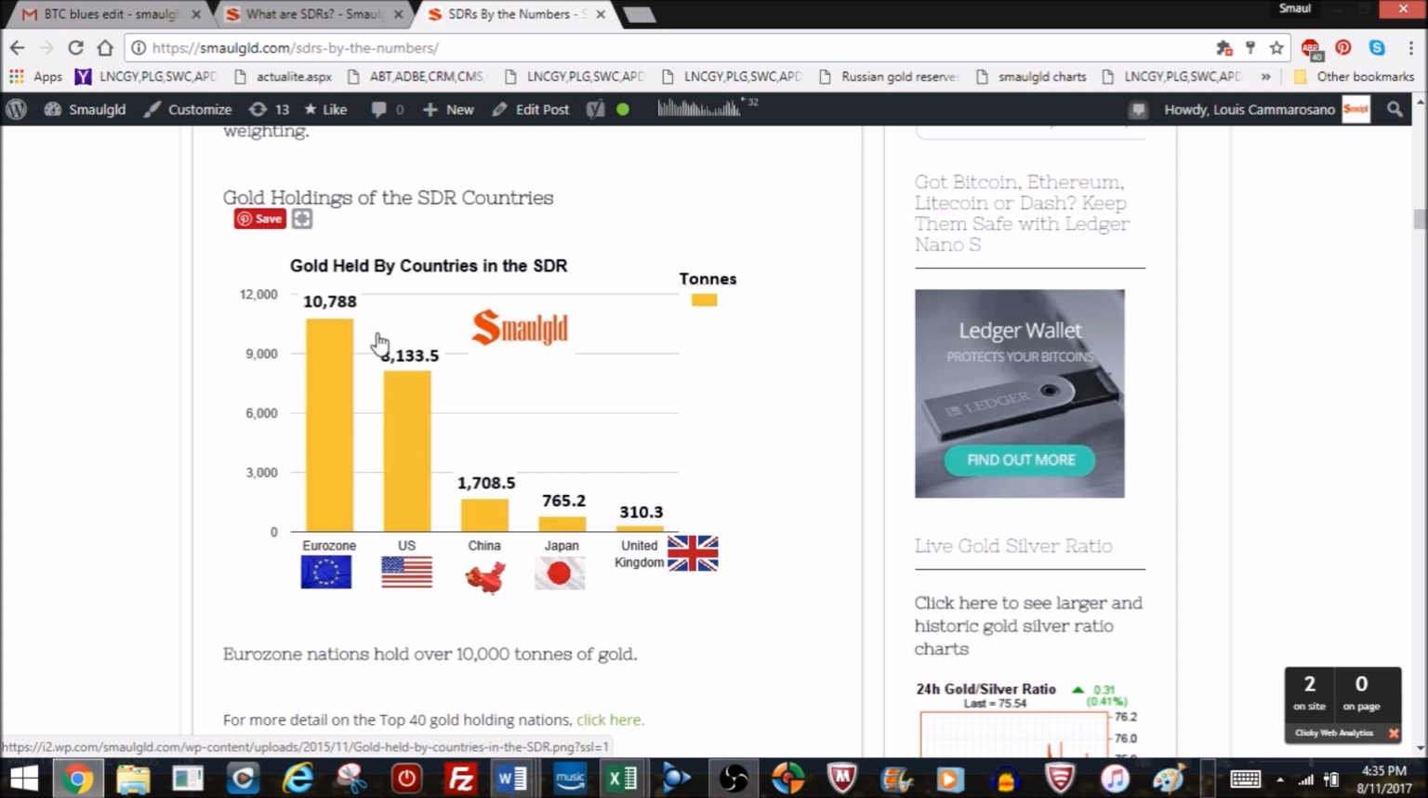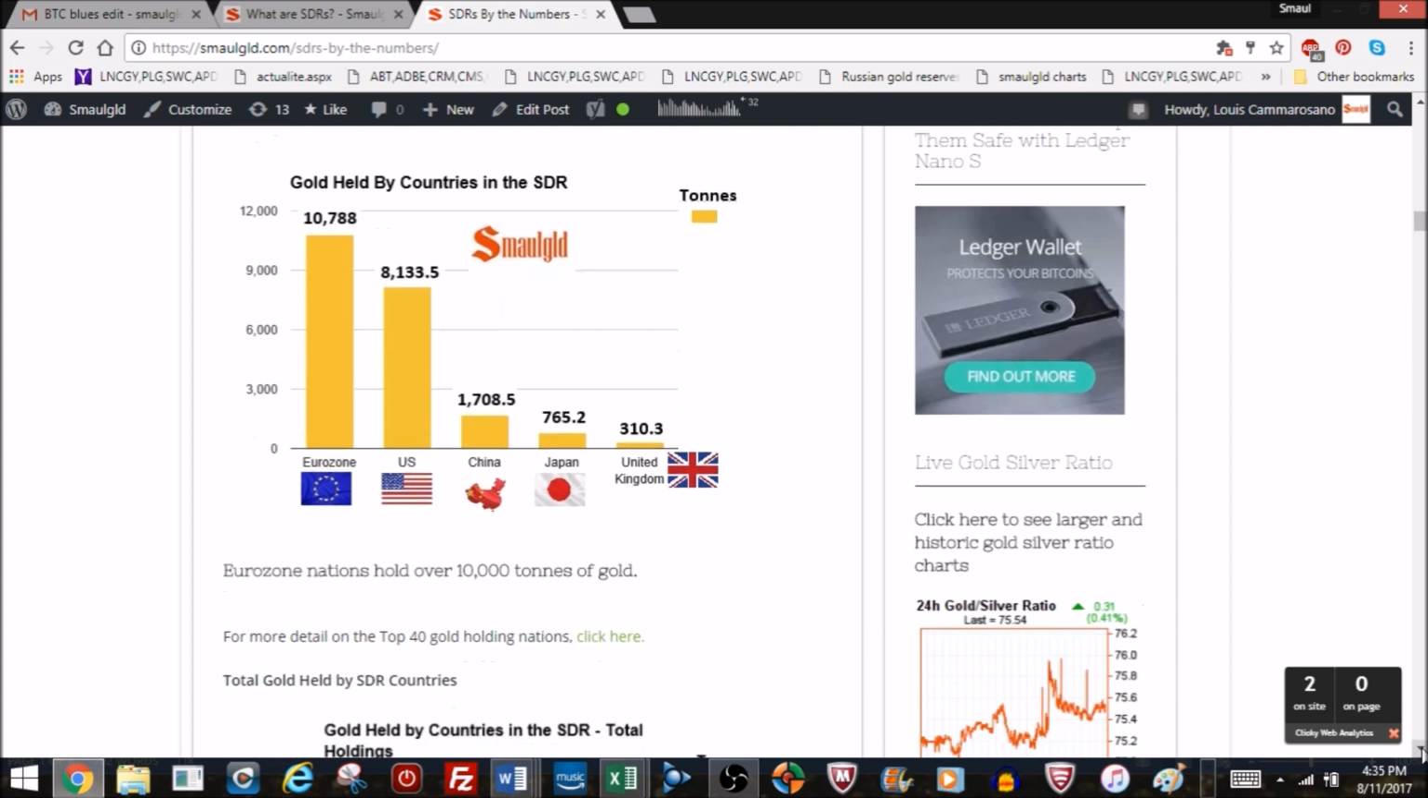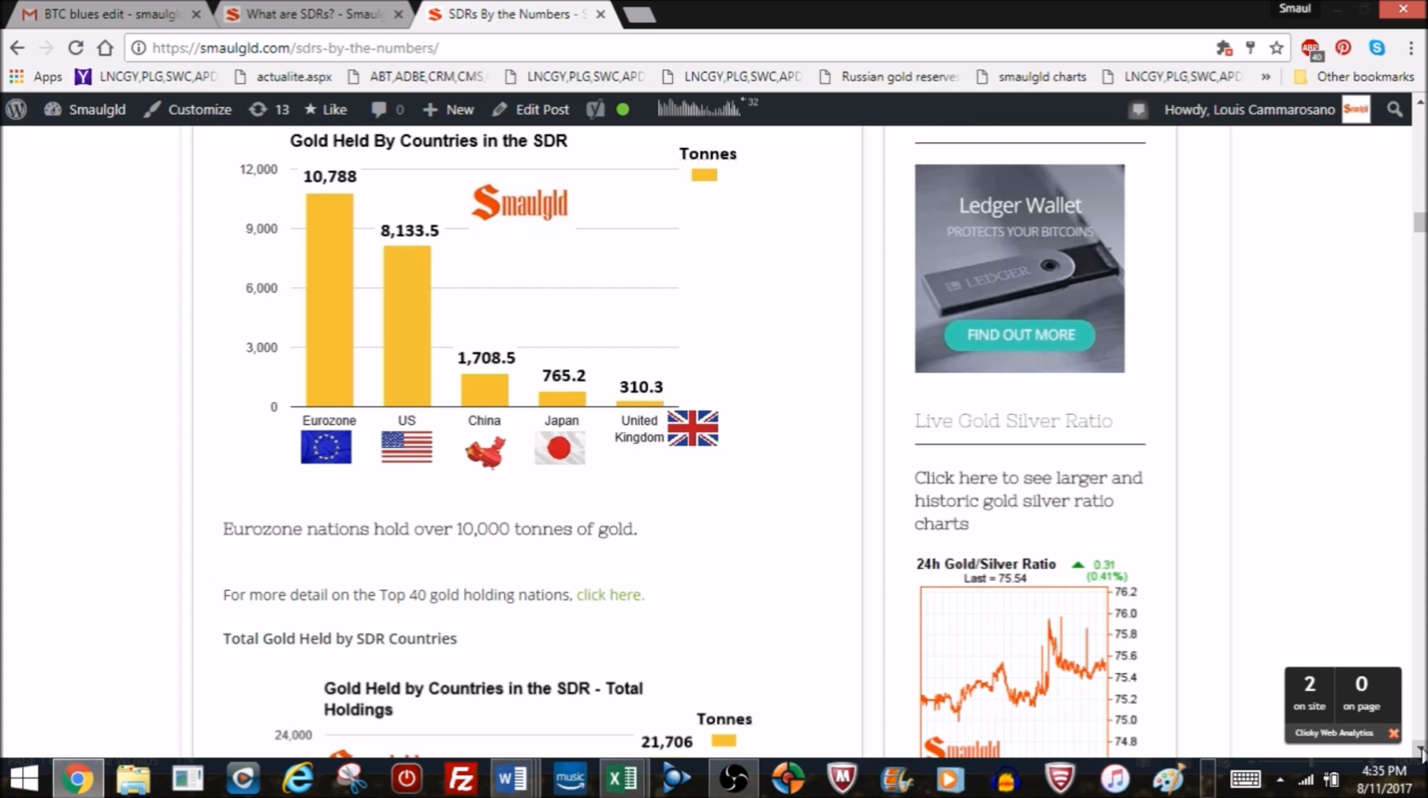US is still at this number. This number I believe hasn't changed. The only number that's changed on this chart is China. They've added about 130 tons of gold since then. But you can see the SDR countries do hold a lot of gold, especially when you take the top three. UK used to have more gold. They sold, another story, early 2000s. Brown's bottom, they sold a substantial portion of their gold at the bottom.